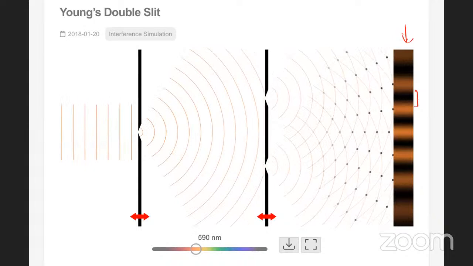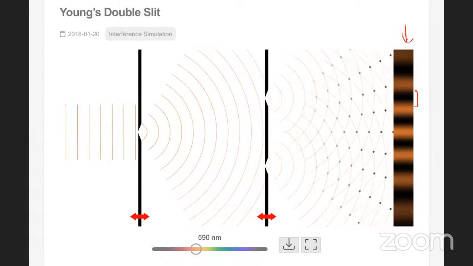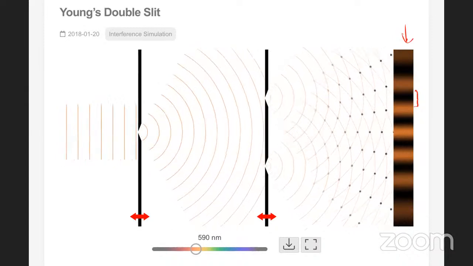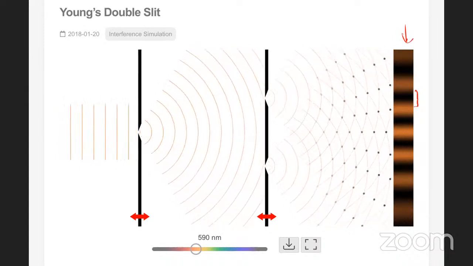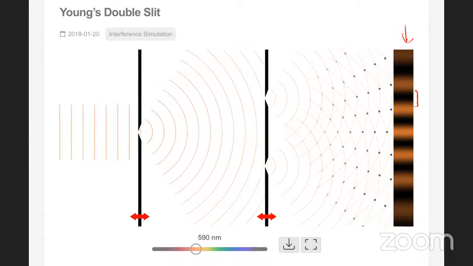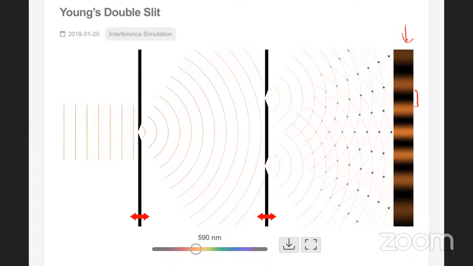Y'all okay with that? Darian? Yes, sir. Right. All right, so those are the three things that affect the fringe pattern. Okay? We observed the diffraction and interference there.